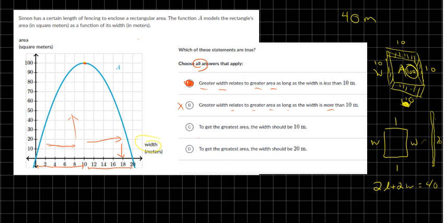To get the greatest area, the width should be 10 meters. We talked about that already. That looks about right. That's the very top, our maximum. To get the greatest area, the width should be about 20 meters. If it's 20 meters, then our area is 0. You can see why over here: 20 and 20, 0 and 0. Alright, so if I choose those two, I'll get those right. Best of luck with this homework.